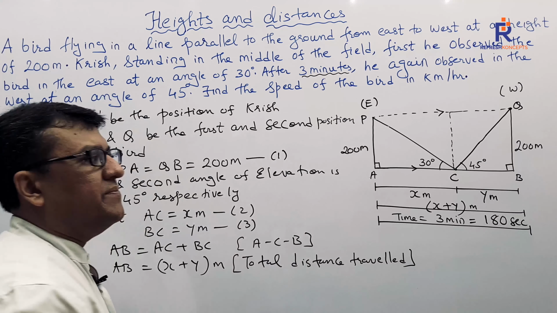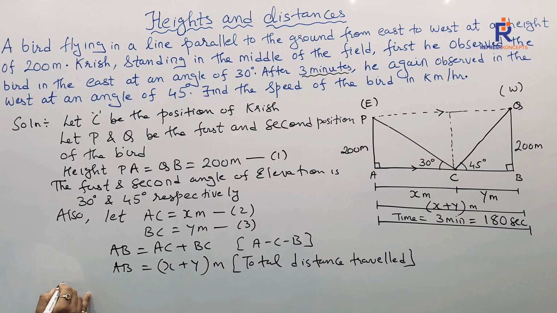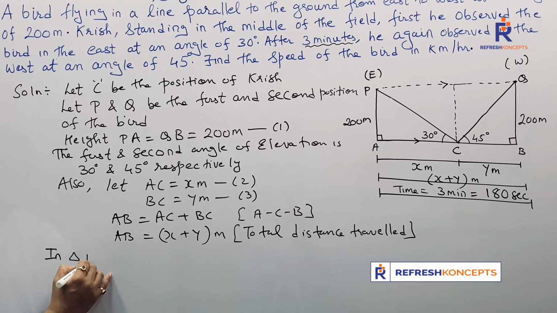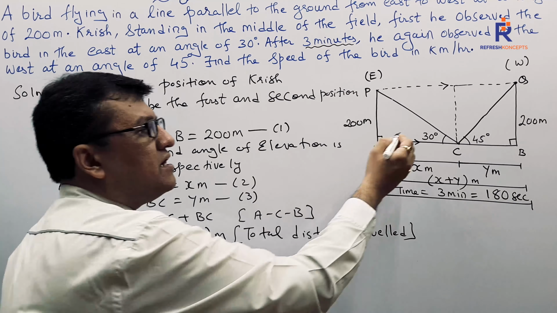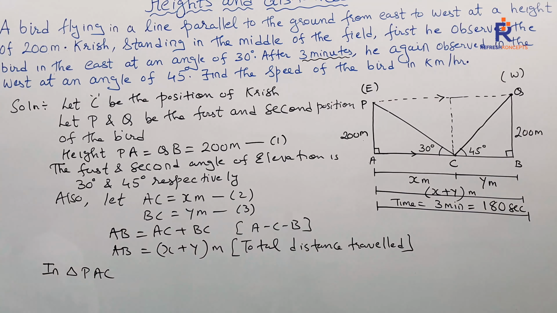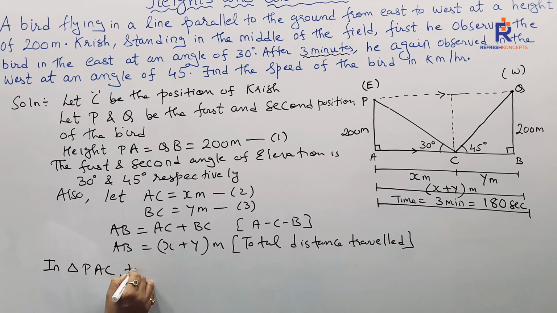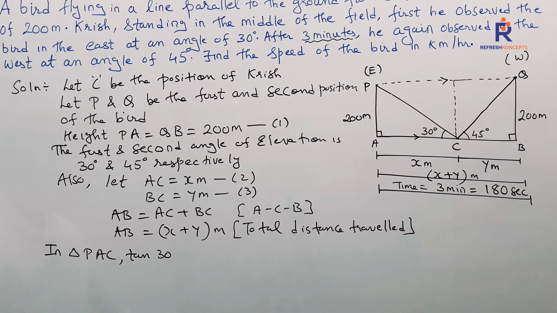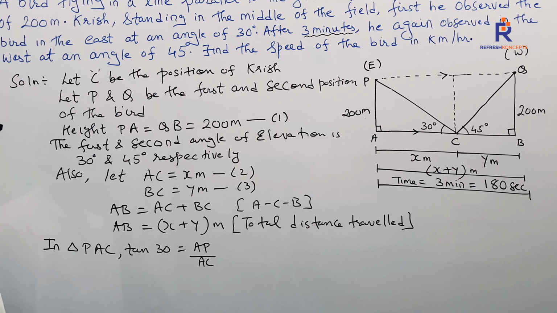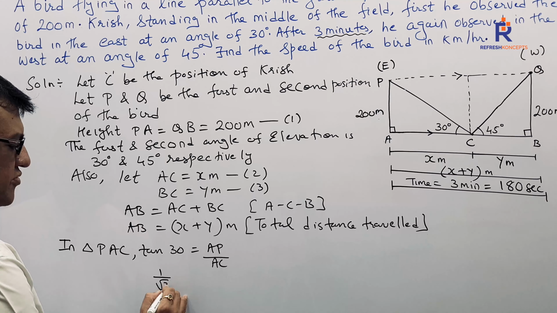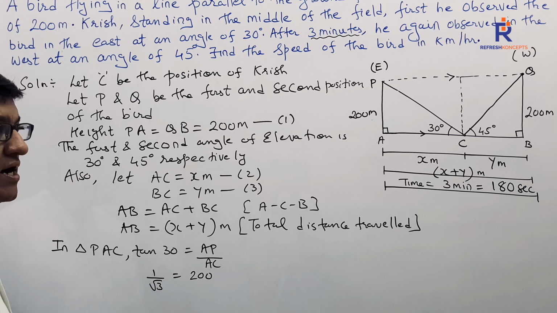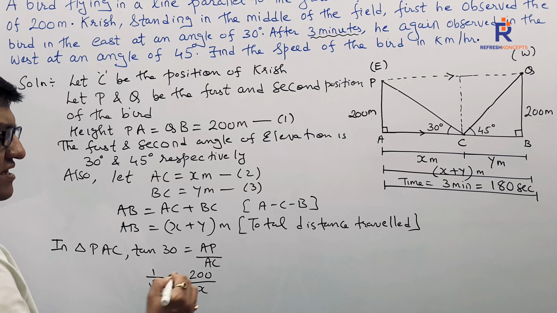Heights are always perpendicular to the base surface. So in triangle, we start off our answer. First we move into triangle PAC. In triangle PAC, is the opposite height known to us? Is the adjacent distance something we need to find out? So shall we use tan once again? In triangle PAC, tan 30 is AP by AC. What is tan 30, children? Tan 30 is 1 by root 3. How much is AP? AP we know is 200 meter, by AC, which is x.